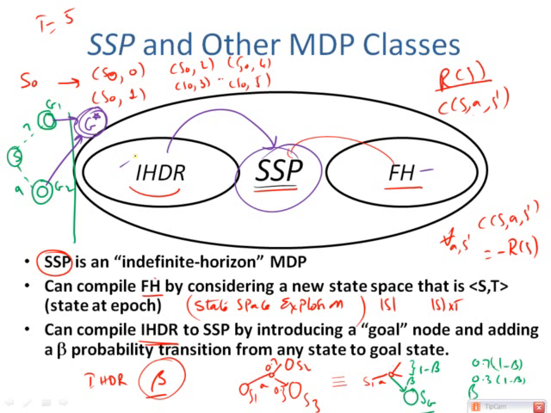Is something that you need to know, I mean, how to convert. There is no single way of compiling, but in general, when you have something that doesn't look like an MDP, or doesn't look like an MDP of a particular class, you can try to see if you can compile it into the MDP of the class that you want.